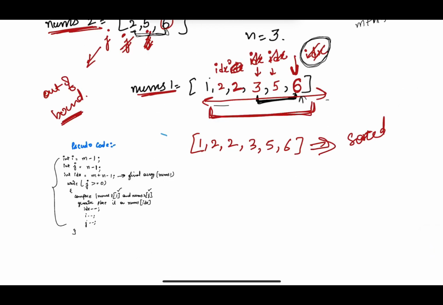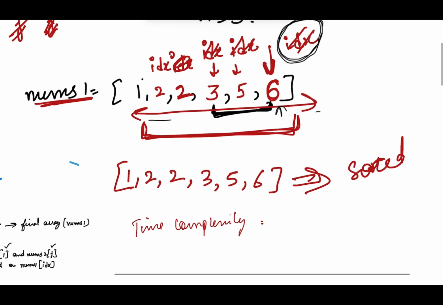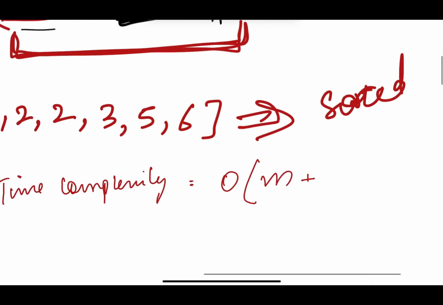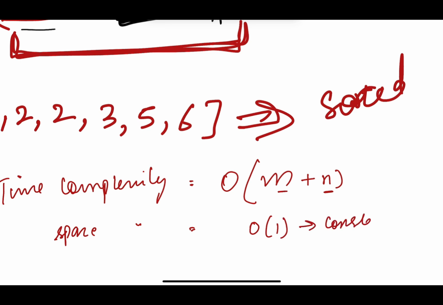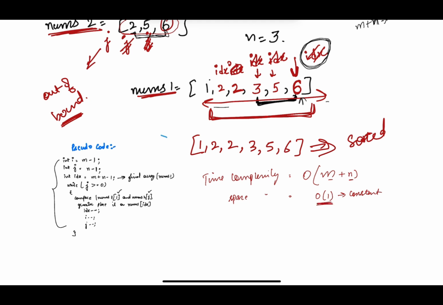Now let's see the time complexity. What was the time complexity? Okay, so we were traversing the elements of nums1 exactly once, right? O of m. And we were also traversing the elements of nums2 once. So in total it becomes O of m plus n, and the space complexity was O of 1, which means constant. We haven't used any additional space, that's why it becomes O of 1.